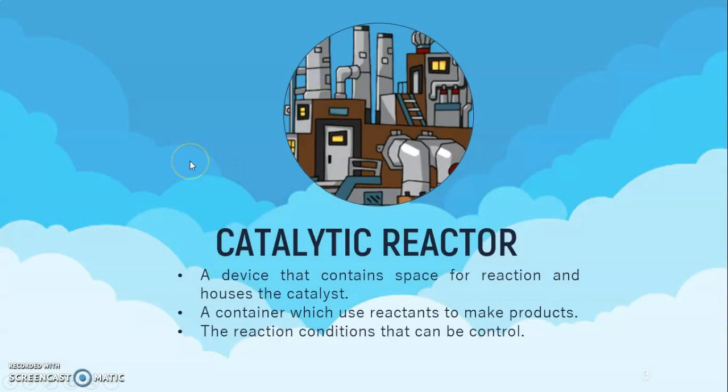First of all, my name is Muhammad Safwan bin Shamsuddin, metric number 1182316. Basically, what is a catalytic reactor? A catalytic reactor is a device that contains space for reaction and houses the catalyst. It is also a container which uses reactants to make products, and the reaction conditions can be controlled. Examples of reaction conditions are temperature, pressure, density, and so much more.